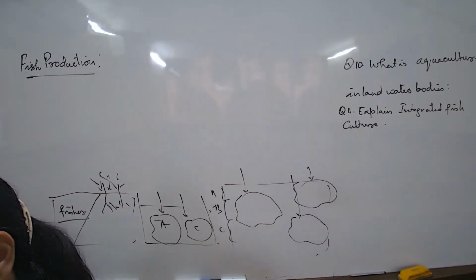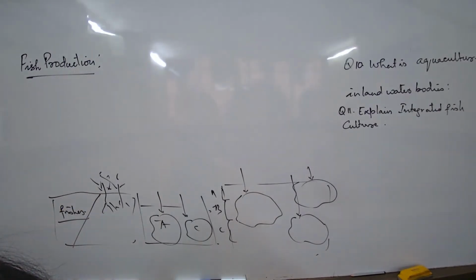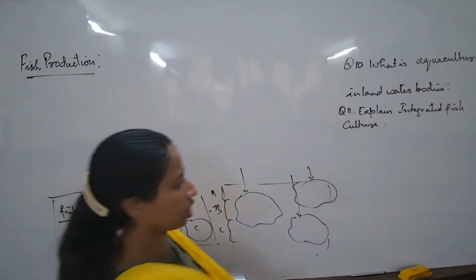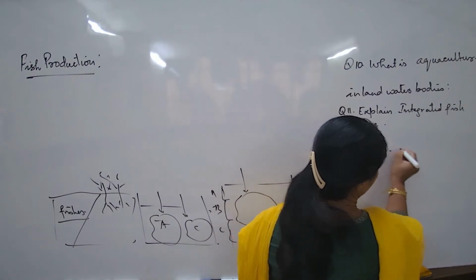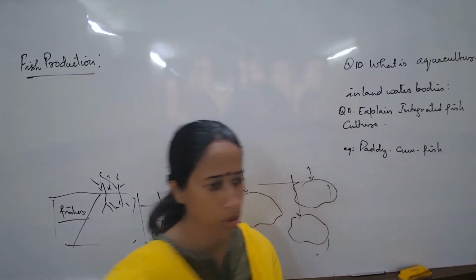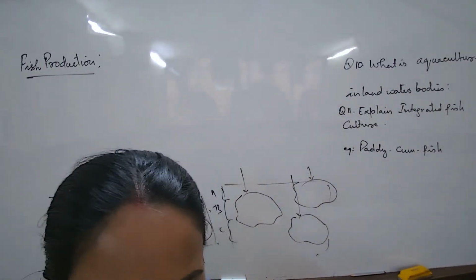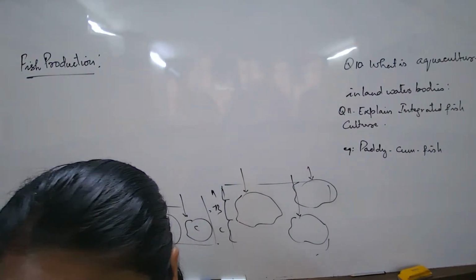Fish culture is also carried out in waterlogged agricultural lands. For example, paddy cum fish culture includes.